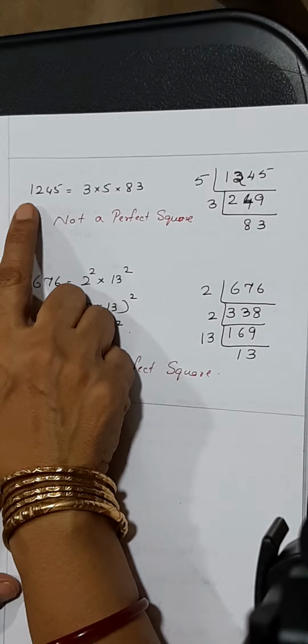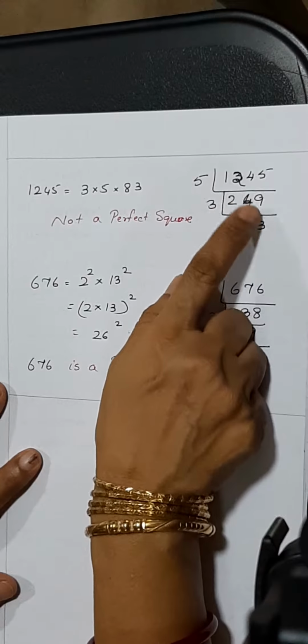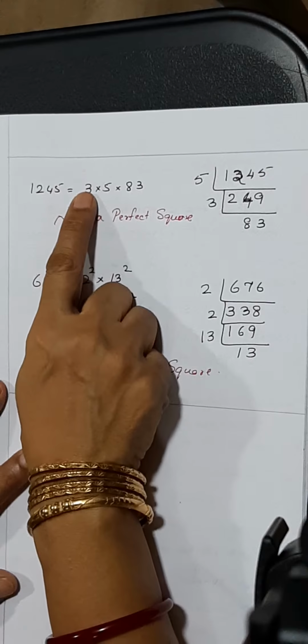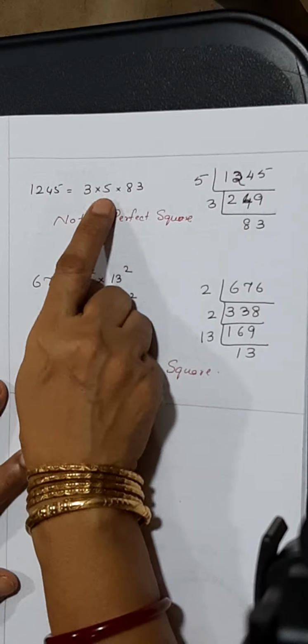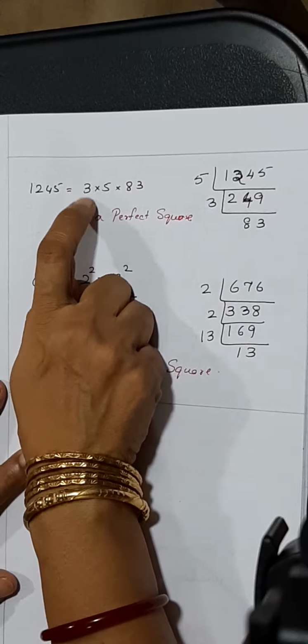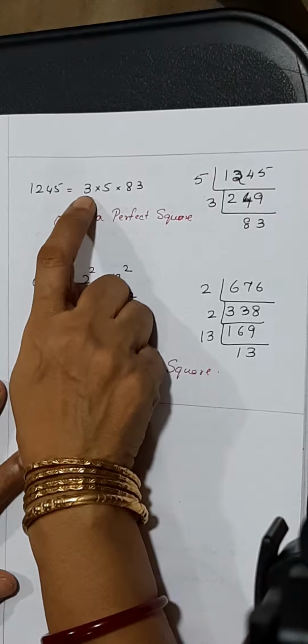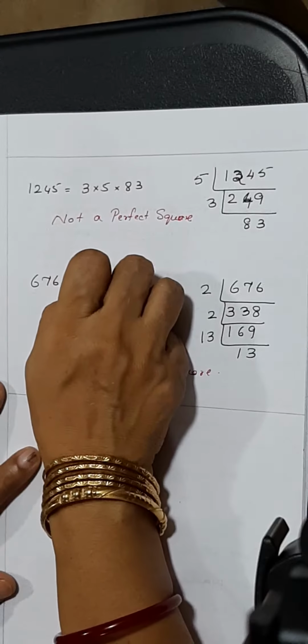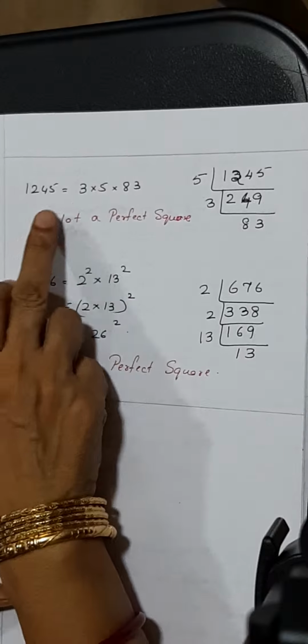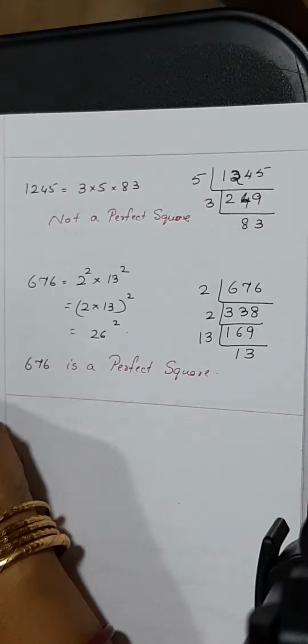Now consider this number 1245. If you factorize it, you will get 5, 3, 83. So you can write this as 3 into 5 into 83. So 3 does not have a pair. You don't have 3 squared, you have only 3. Similarly, you have only 5. And 83 also you have only 83. So this is not a perfect square.